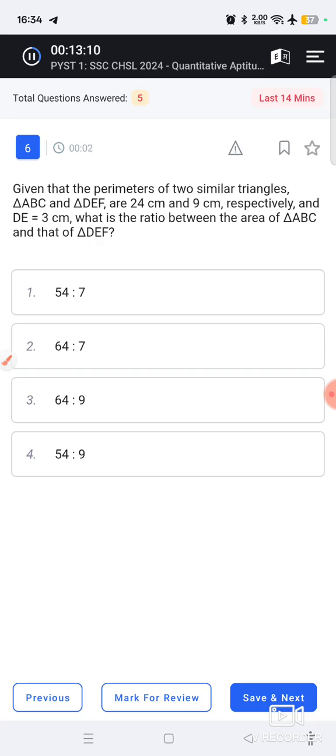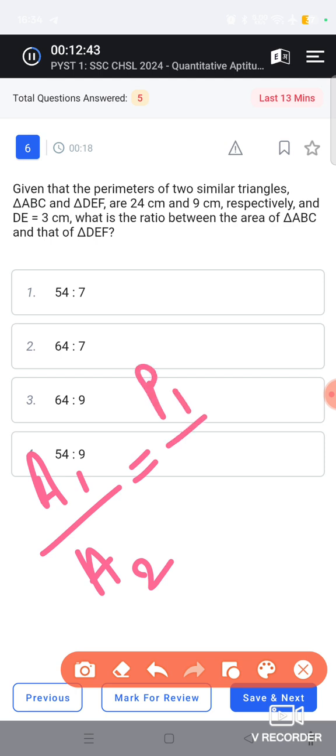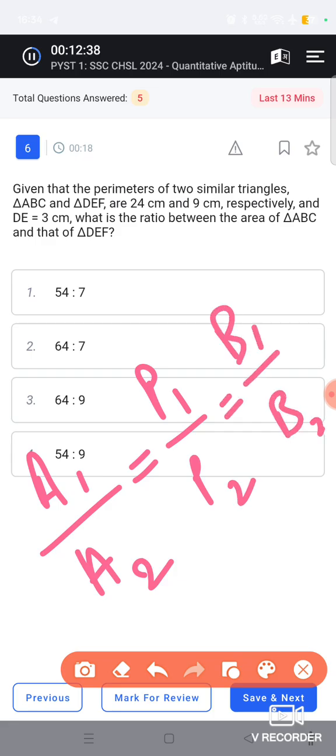Given that the perimeters of the two similar triangles ABC and DEF are given respectively, what is the ratio between the areas? One rule about area calculation: area 1 divided by area 2 is equal to perpendicular 1 by perpendicular 2, base 1 by base 2, and bisector 1 by bisector 2. Okay, this is the rule.